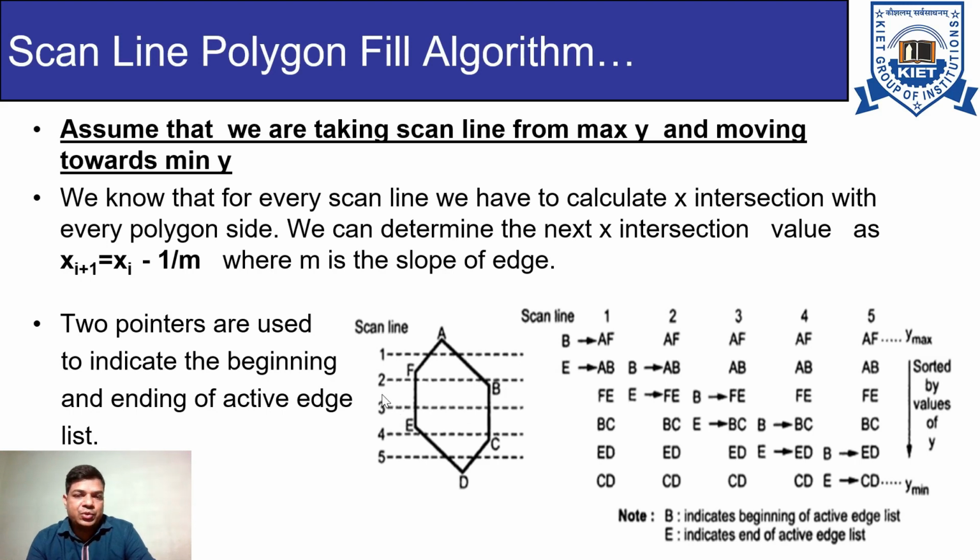For scanline 2, the active edge list is AB and FE, because this scan line is crossing FE as well as AB. So here we are maintaining the active edge list. Through the active edge list, we are able to conclude on which polygon edges the scan line is intersecting.